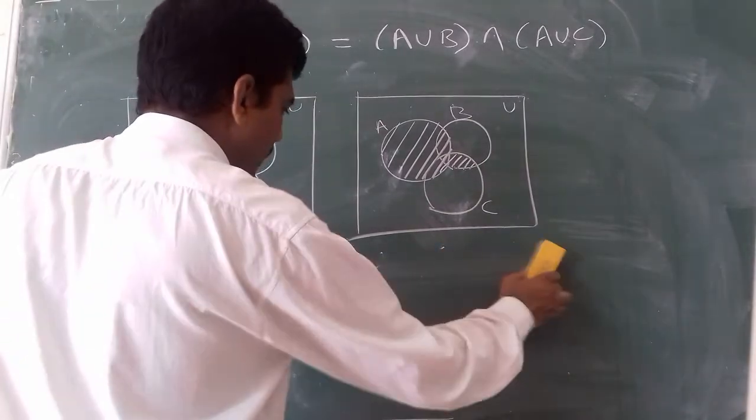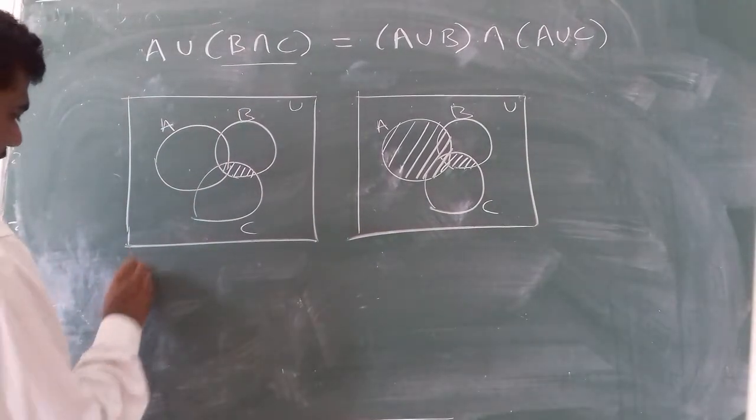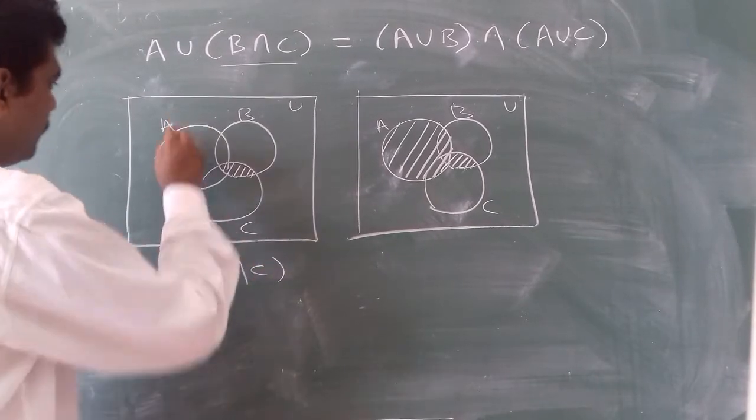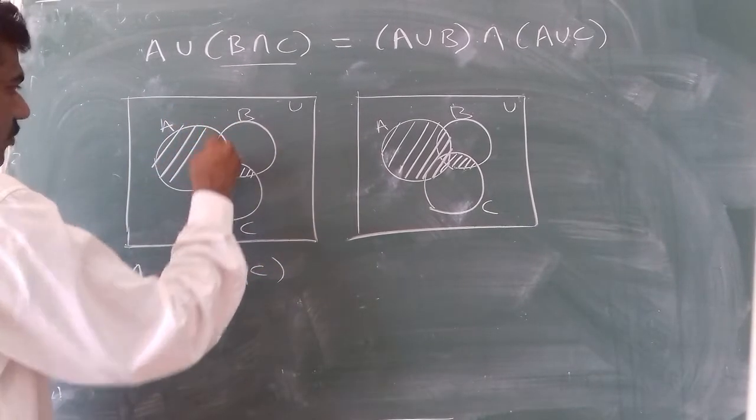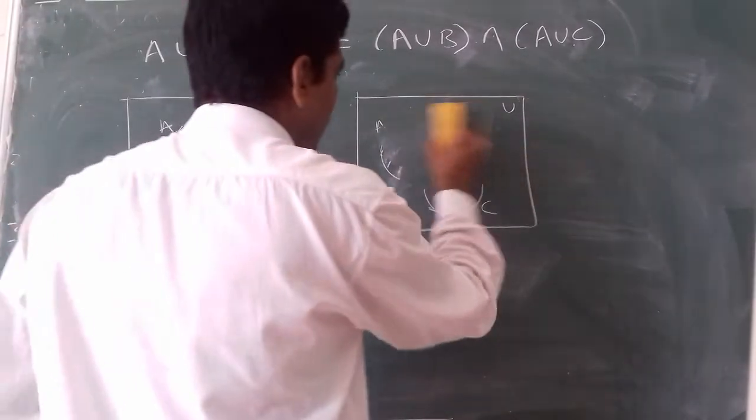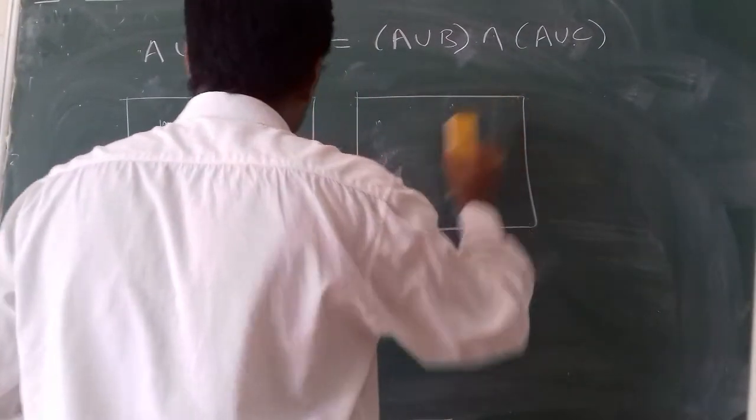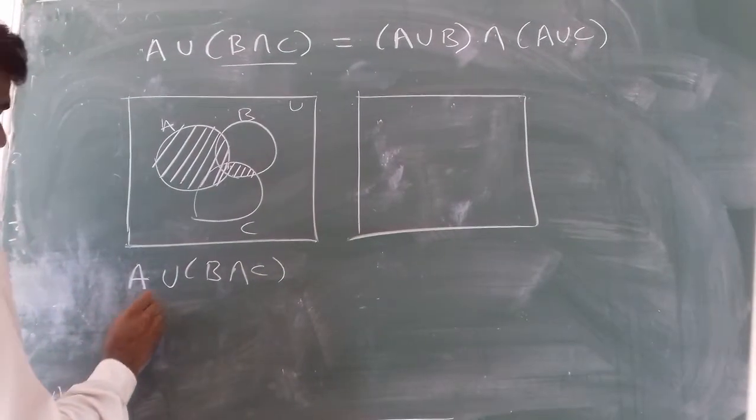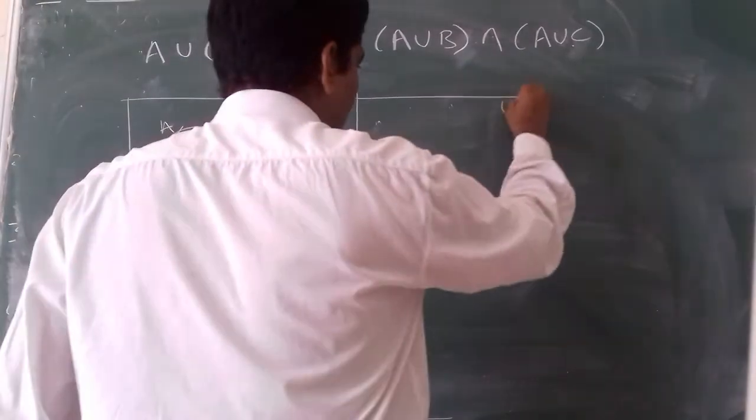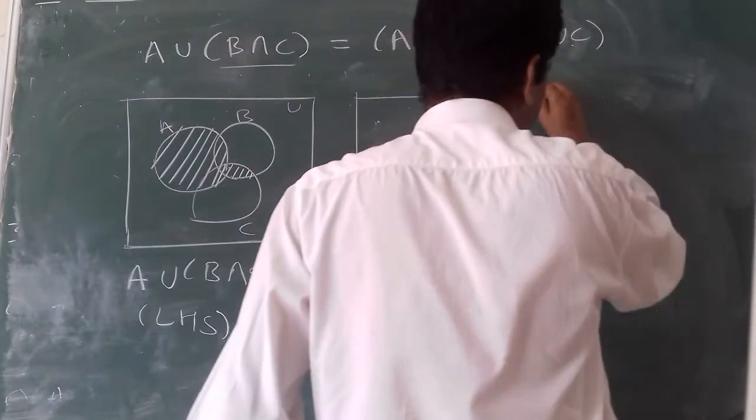So what I will do, I will make here this diagram for cross checking. This will be the A union B intersection. Now we'll see the right hand side. So this is our LHS. Now we'll see the RHS. Again, we'll see that one by one.